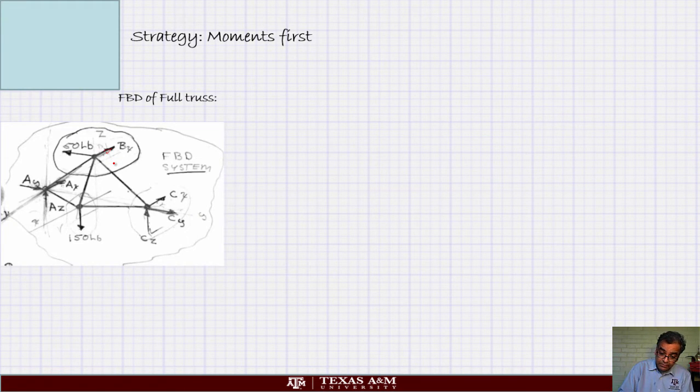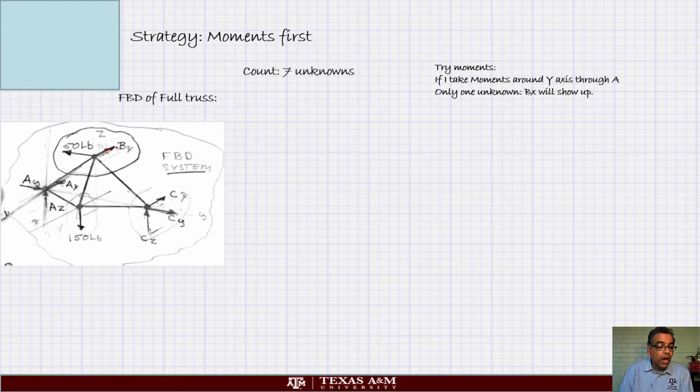Now comes the strategy. First thing is we count how many unknowns. There's 3 here. There's 3 more there. And there's 1 there. So there are 7 unknowns. So that means I will not be able to solve for all 7. Not the end of the world. It just means I will have to actually break up this truss one way or the other before I can solve for everything. Okay. Our idea is we are going to try moments.